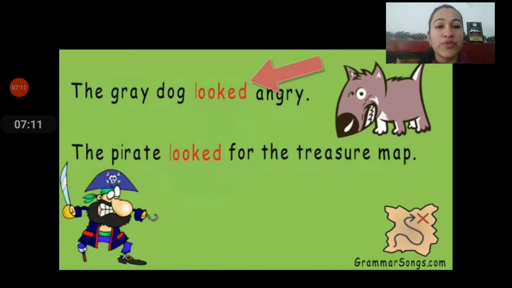Take a look at these two sentences. The grey dog looked angry. The pirate looked for the treasure map. Now tell me, which do you think is the action verb and which do you think is just a linking verb? If the pirate is looking for something, for example, I'm looking for my spectacles, then I'm physically moving around to look for my spectacles. But the dog looks angry is only a state of being.